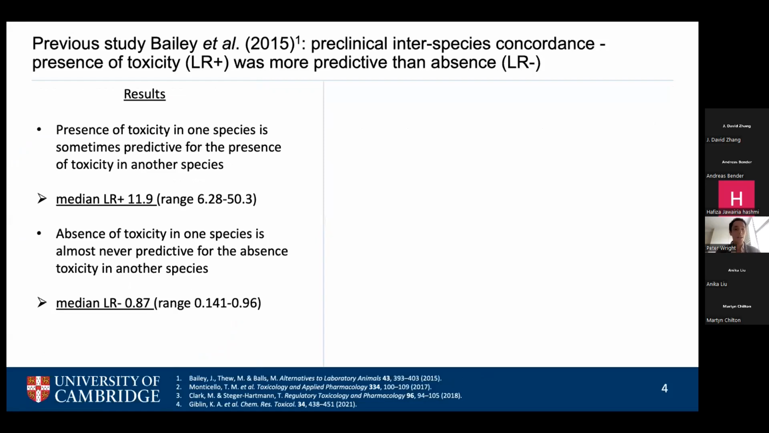I want to briefly touch on the only previous study to analyze the concordance of toxicities between preclinical animal species, which was conducted in 2015 by Bailey et al. And in general, their finding was the presence of toxicity in one species is sometimes predictive for the presence of toxicity in another species. And this was shown via a median LR plus of 11.9. As we remember, LR plus greater than 1 indicates predictivity for presence, predicting presence. However, on the flip side, they demonstrated that the absence of toxicity in one species was almost never predictive for the absence of toxicity in another species. And this is demonstrated by their median LR minus of 0.87, which is quite close to 1.